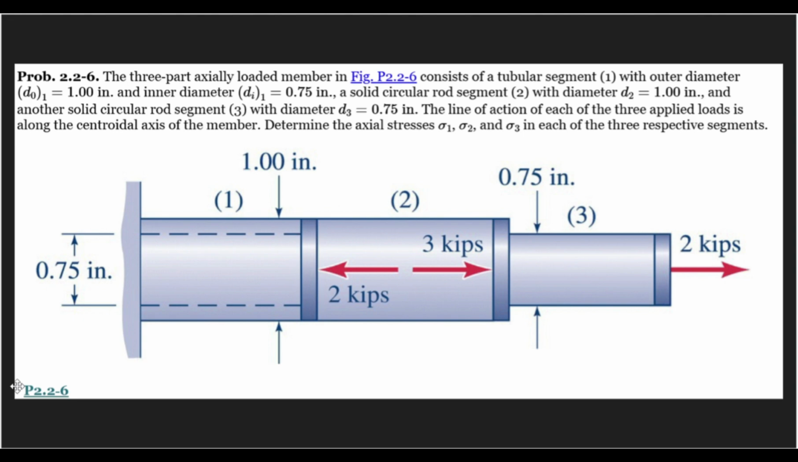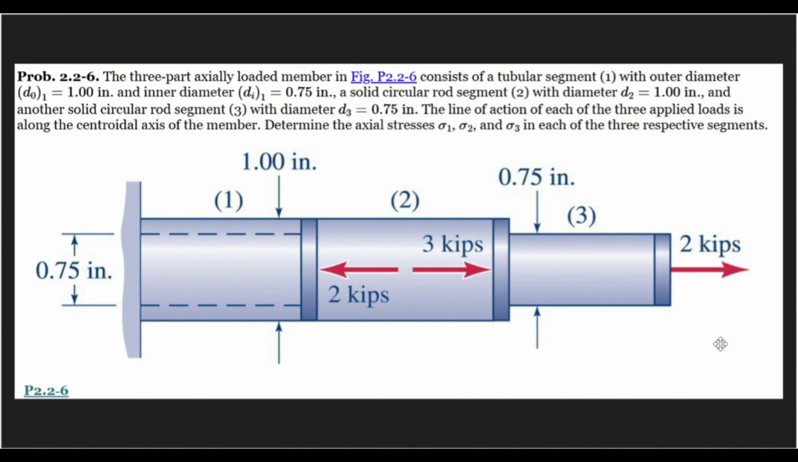So to get started, let me just read the problem for you. We have a three-part axially loaded member that consists of a tubular segment with an outer and inner diameter, and we also have two solid circular segments at 2 and 3, one of them smaller than the other, and the line of action is down the center of all of them, and we need to determine the three axial stresses, sigma 1, sigma 2, and sigma 3, within each of the three respective segments.